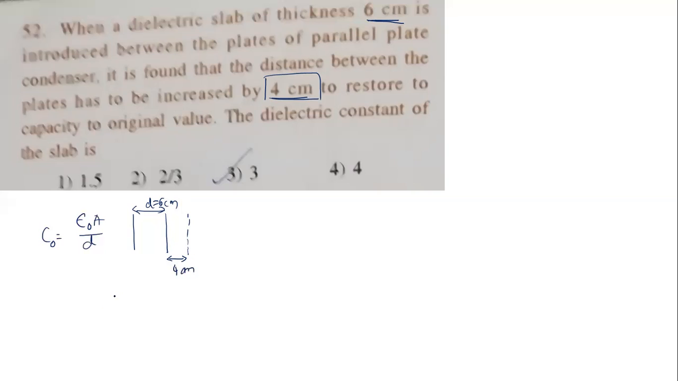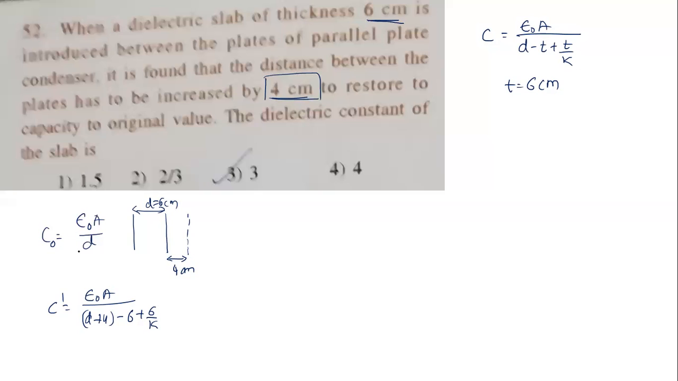Now the total distance is what we should take. The new capacitance is given by epsilon naught A divided by D plus 4 minus 6 plus 6 by K, using this formula, children: C equal to epsilon naught A by D minus T plus T by K. Here T is the thickness of the dielectric slab, that is 6 centimeter. Initially D was the distance between the plates.